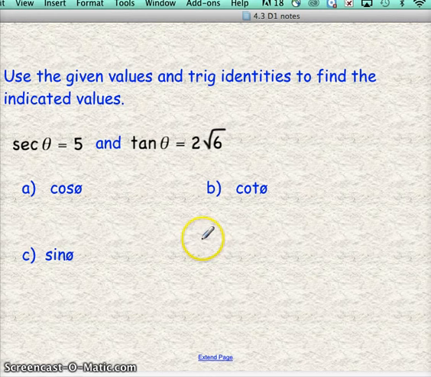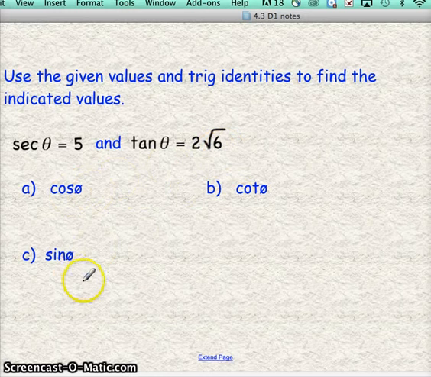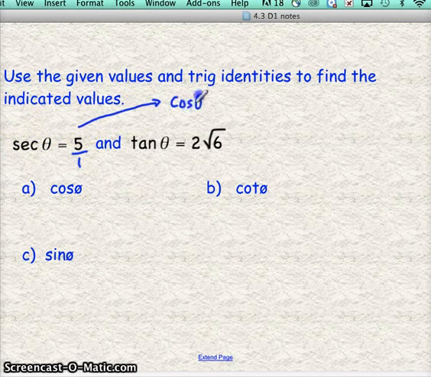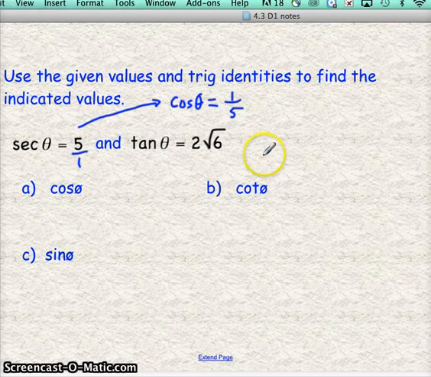Let's say you're given a problem where you're told that secant is 5 and tangent is 2 radical 6, and you have to find these other trig identities. A good thing to do is to say, okay, secant is 5, that's the same thing as 5 over 1, and I know that cosine is the reciprocal of secant, so all I need to do to get cosine is flip this, which would be 1/5. Okay, and that's actually the first one here, done, 1/5.